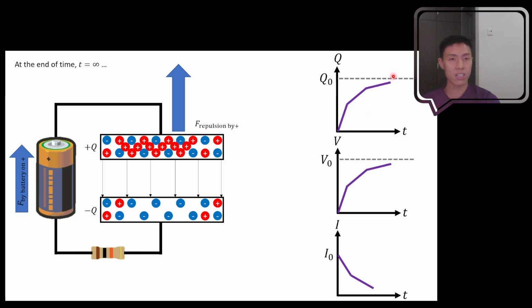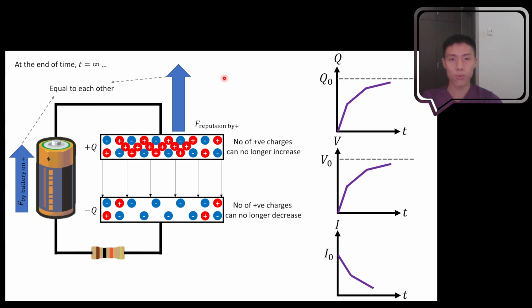That's why this is the kind of shape that you are supposed to trace for the Q, for the V, and the current. So when they are equal to each other, the flow will not continue. It will stop flowing, no longer increase, no longer decrease. So it has already reached its maximum. This is what happens at infinity. It reaches maximum already. The last charge has already moved in, and can no longer push in any other charge.